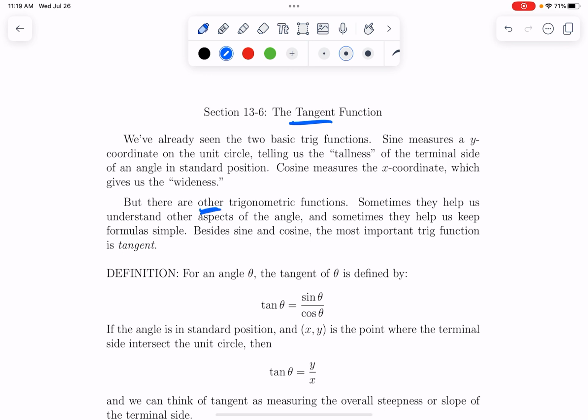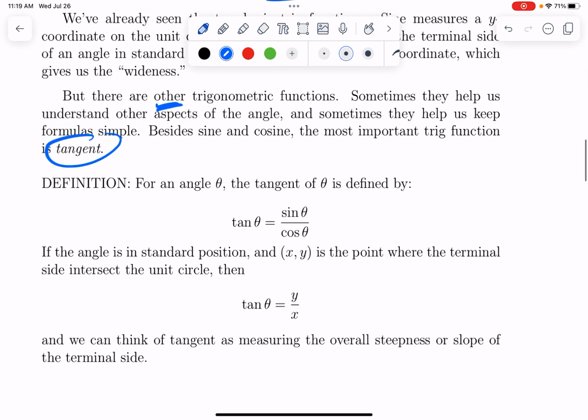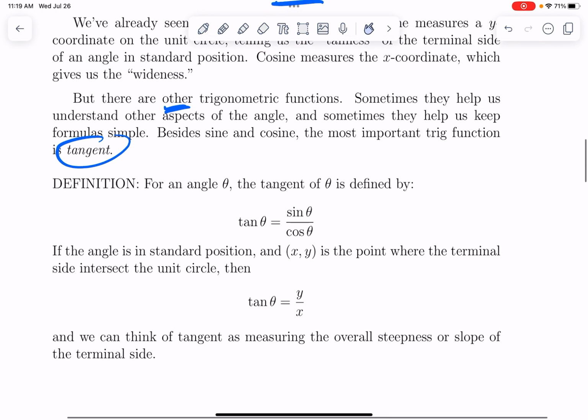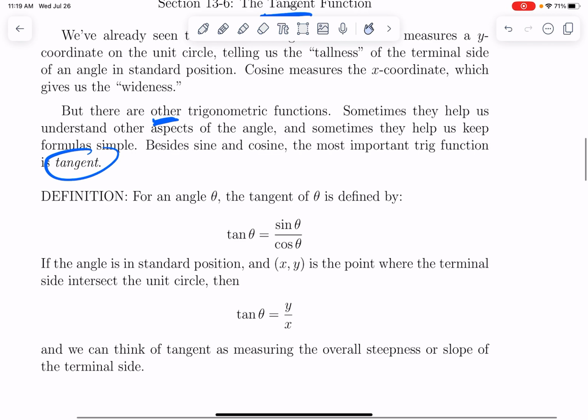But there are other trigonometric functions. And depending upon what we want to do with angles, what we want to measure, sometimes other things besides just sine and cosine are the most important thing, or they make things easier. And after sine and cosine, tangent is the most important trig function to know. So here's our definition. For an angle theta, the tangent of theta is just this ratio. We take sine of theta divided by cosine of theta.